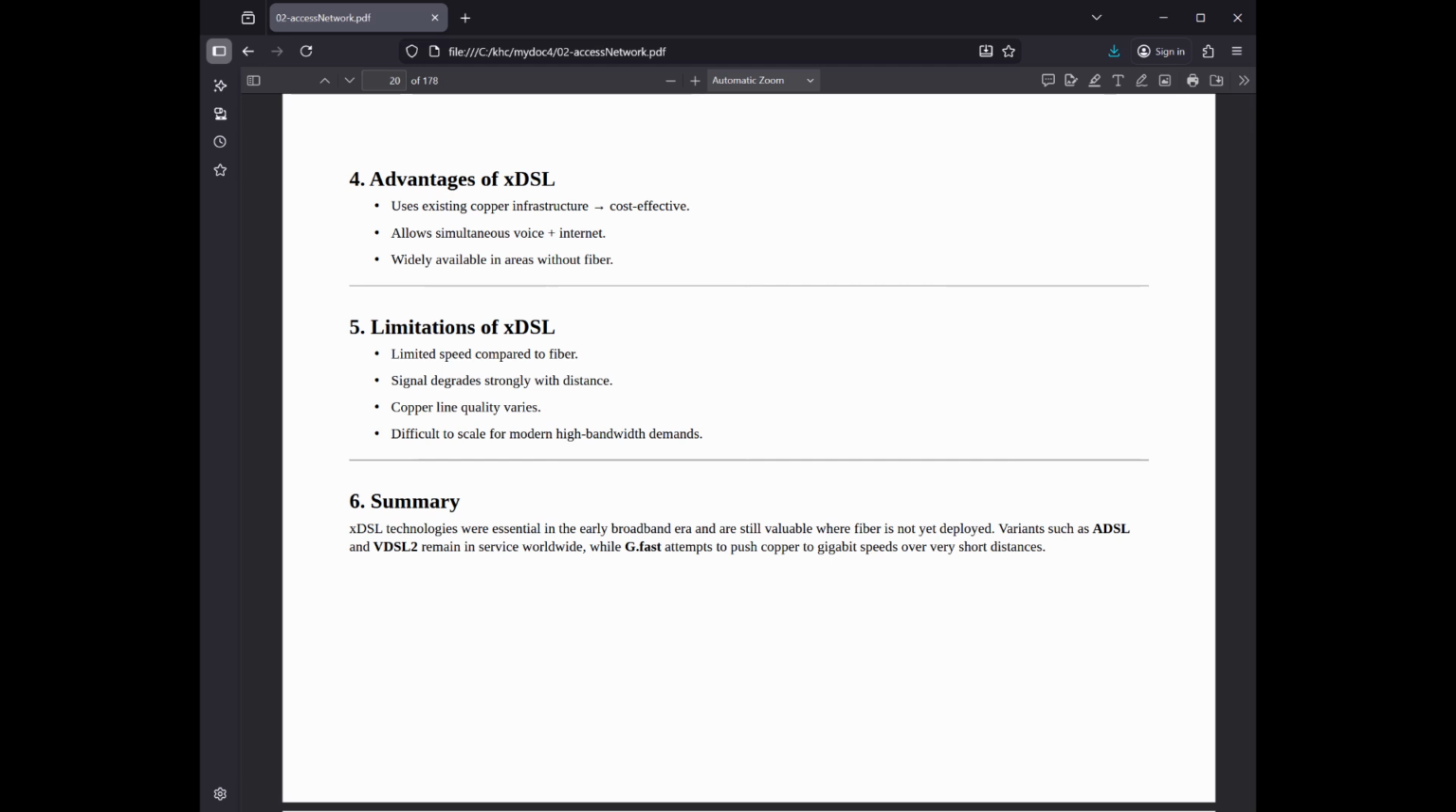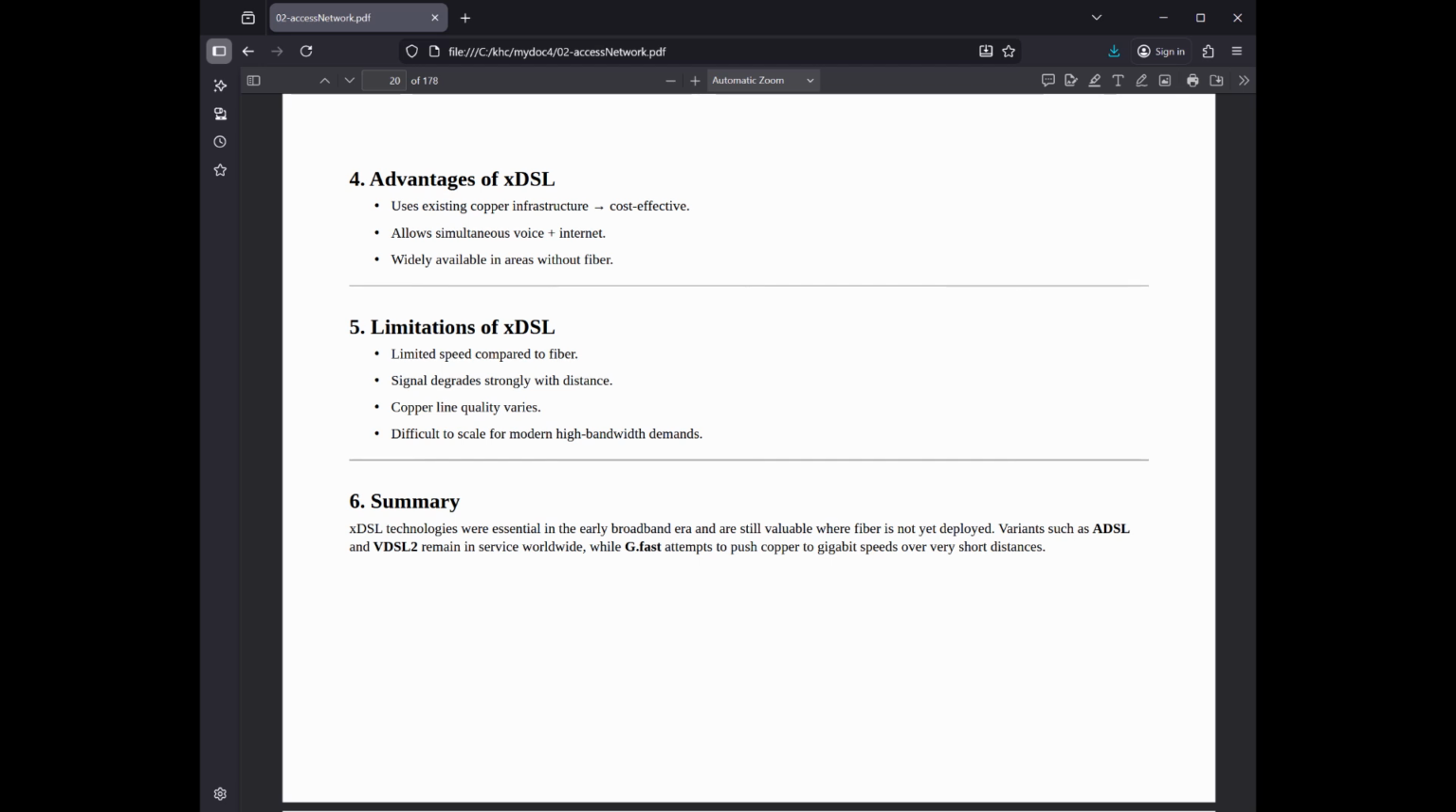Limitations of XDSL: distance sensitivity. Speed and signal quality degrade sharply as the distance from the provider's central office or cabinet increases. Bandwidth ceiling. Even advanced versions like G.fast cannot match the long-term scalability of fiber optics, which can reach 10 to 100 Gbps. Susceptibility to interference. Copper lines are vulnerable to electromagnetic interference and physical degradation, for example moisture in lines. Copper phase out. In 2025, many major telecom providers are actively retiring copper networks in favor of full fiber, FTTH, infrastructure.